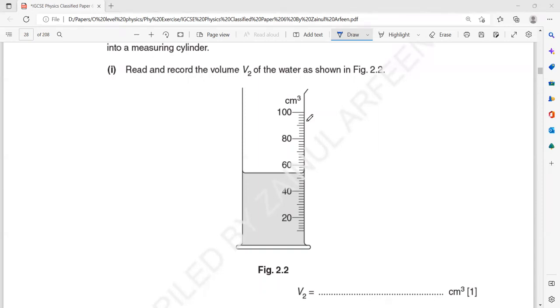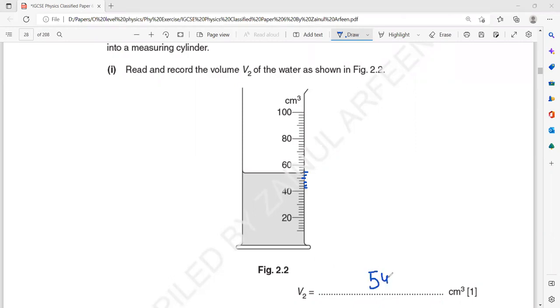So when you check, for example 24, between 20 and 40, there are 10 lines. So each line is representing 2. So when you check, this will be 42, this will be 44, 46. Like this is 50, then 52 and 54. So the correct answer is 54.